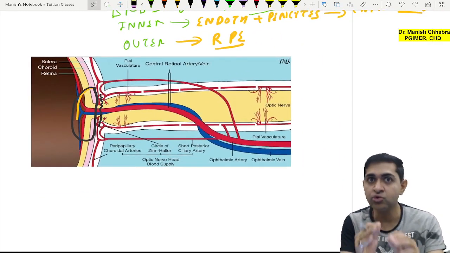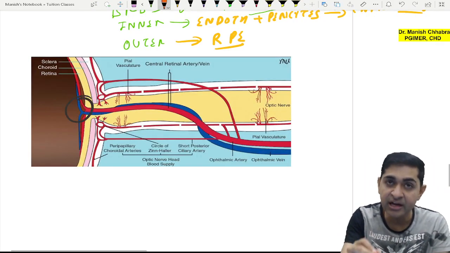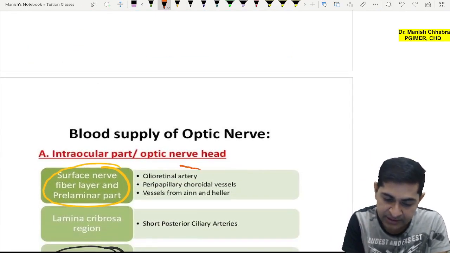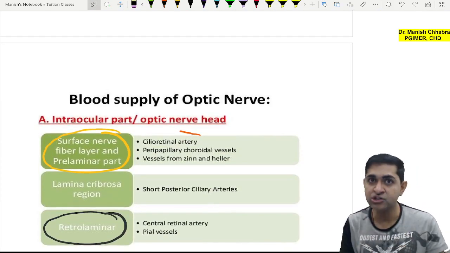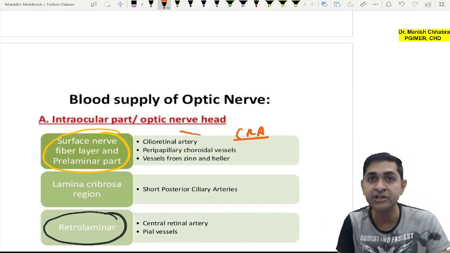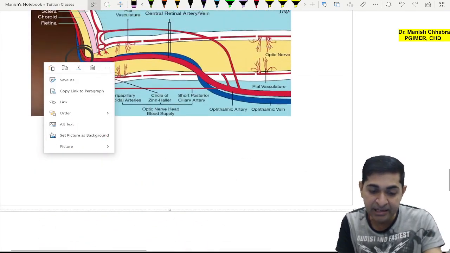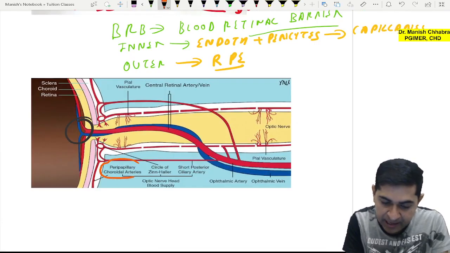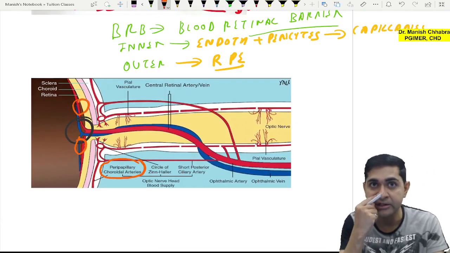Since I told you the superficial, the superficial is supplied by the central retinal artery. I have already written, I am going to highlight this. So superficial is supplied by parts of the central retinal artery, cilioretinal artery, and then there are peripapillary choroidal vessels. Can you appreciate? Peripapillary choroidal vessels, and this is your central retinal artery.